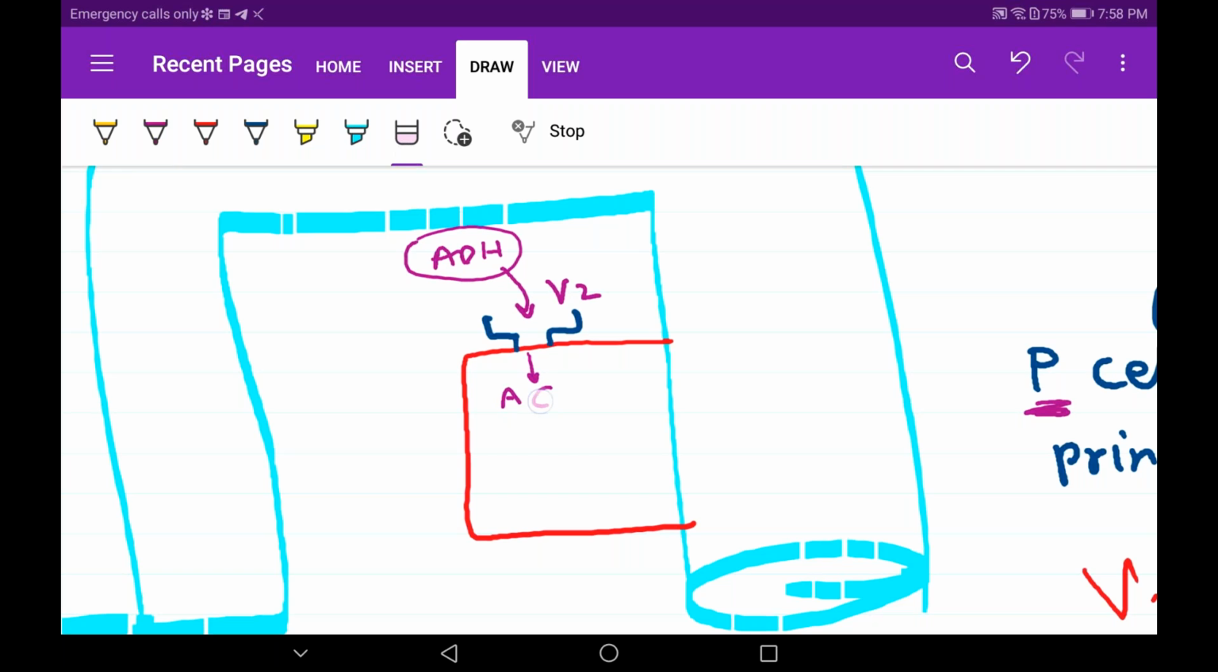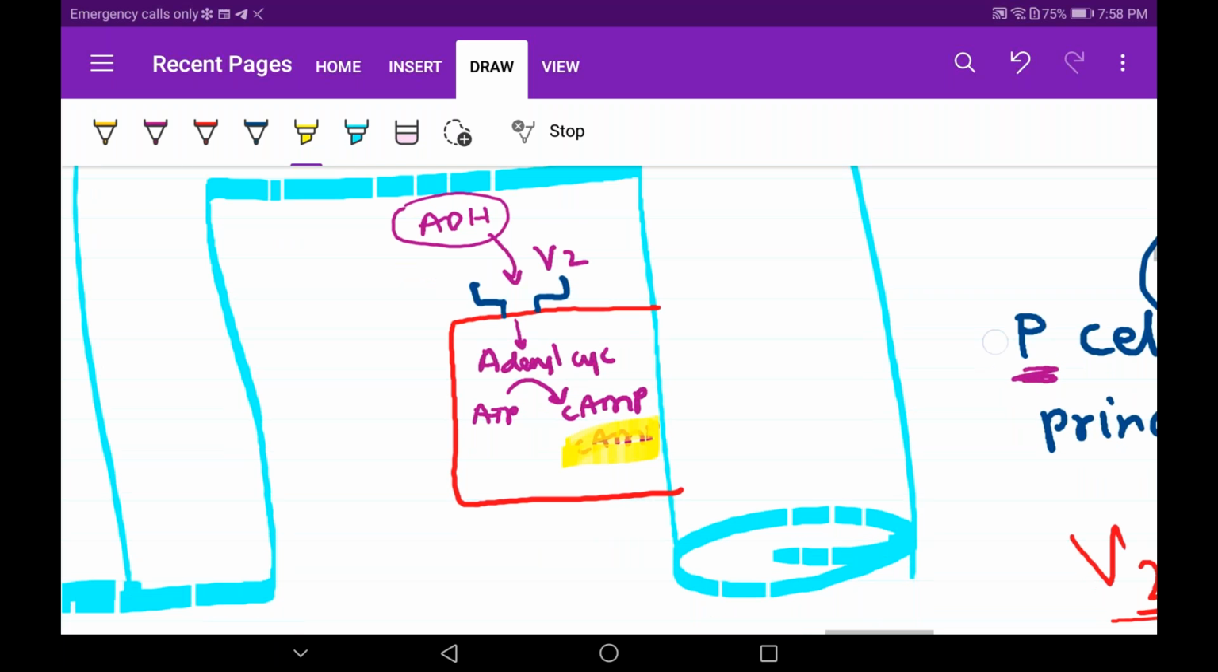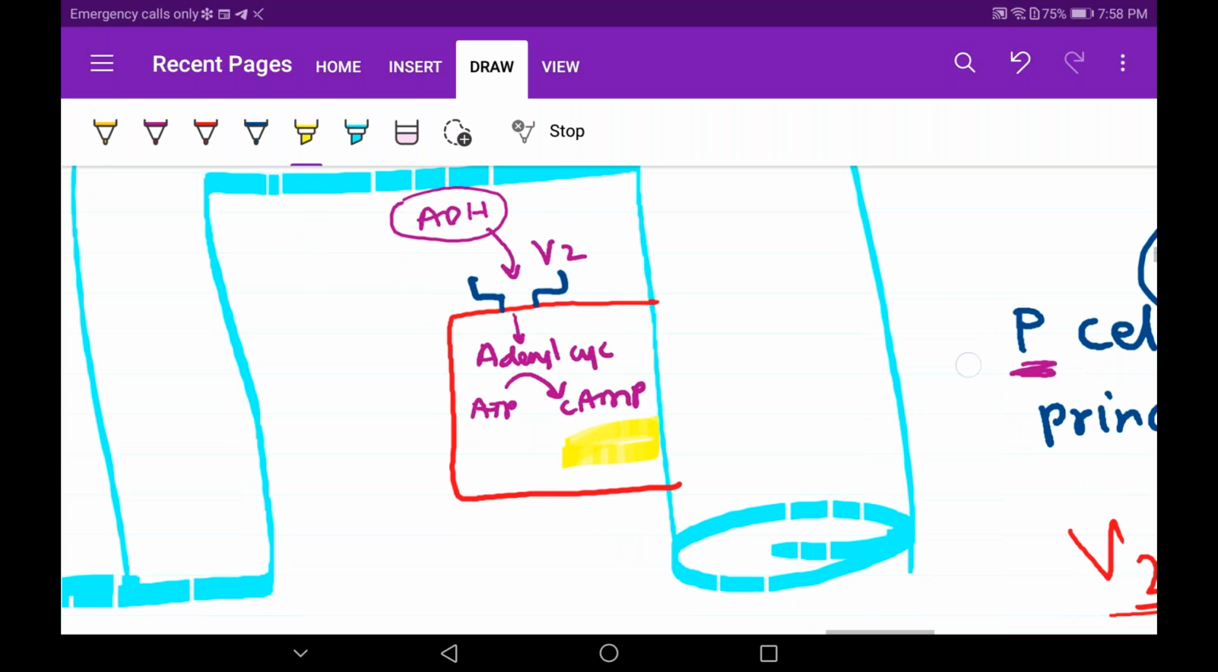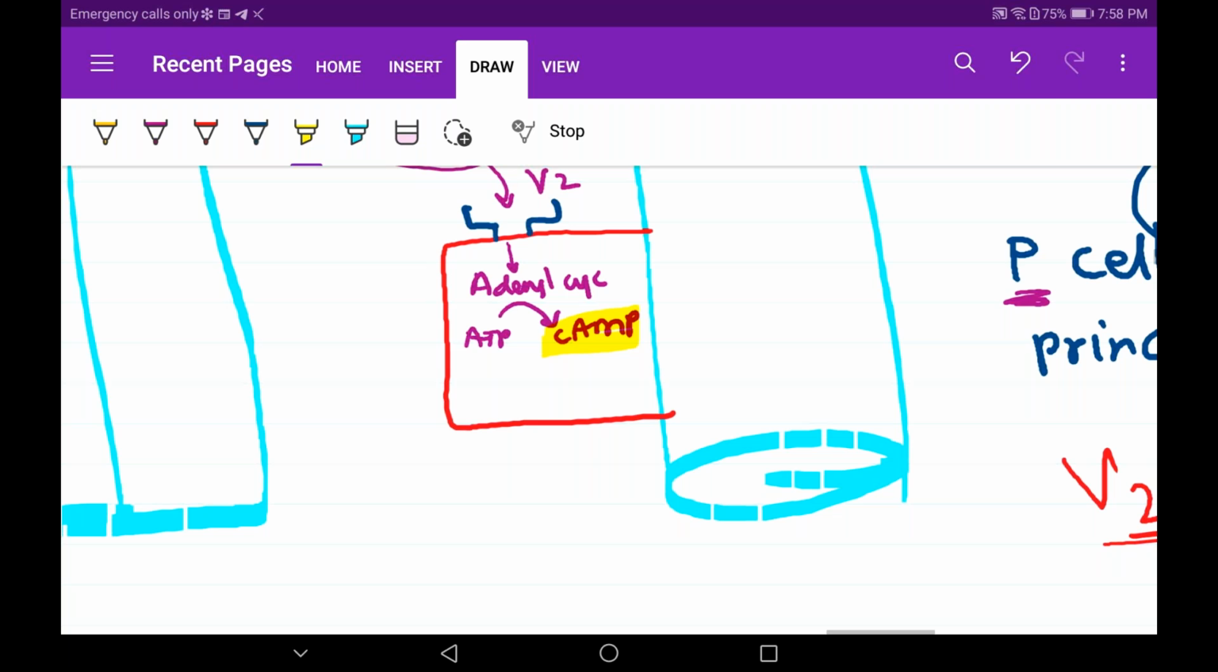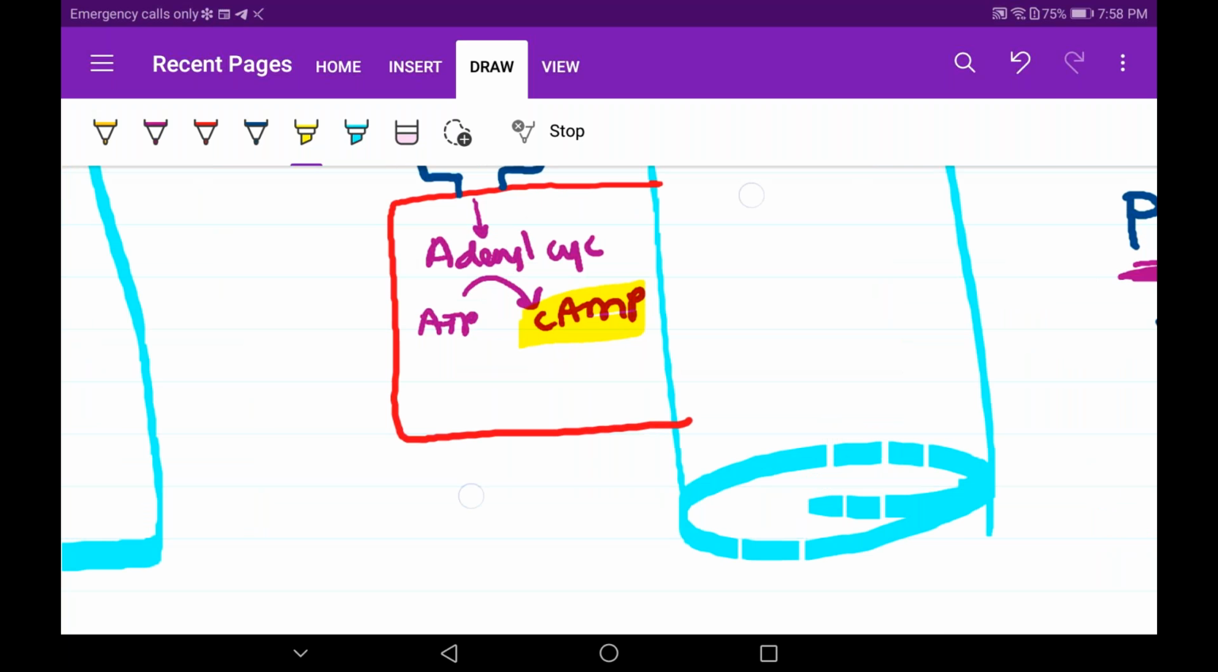I don't know if you want to know the complete details, but I will just write for your understanding. Adenyl cyclase, what will it do? Adenyl cyclase will convert ATP into cAMP. Now the cAMP is a very important thing. What does the cAMP do? In the P cell, there are certain important aspects called vesicles. We will give the name as aquaporin.